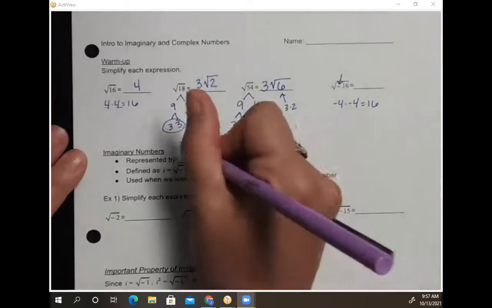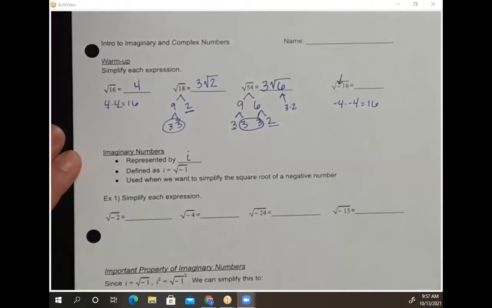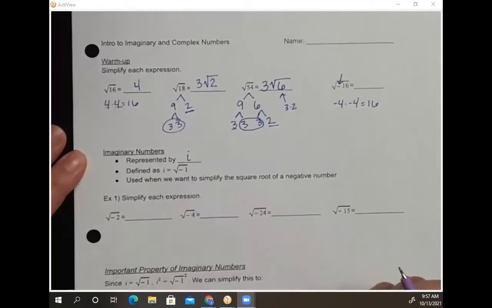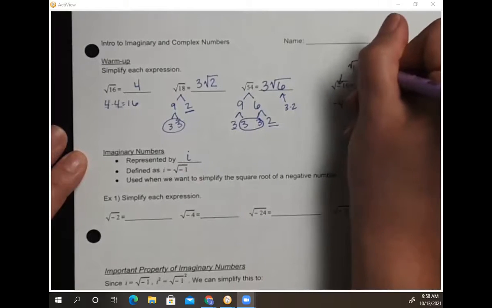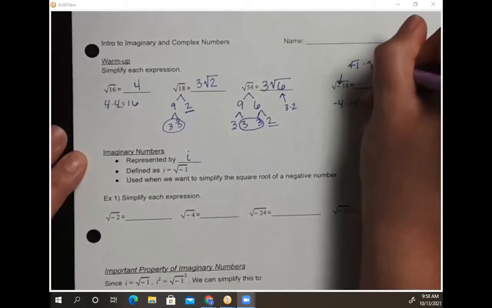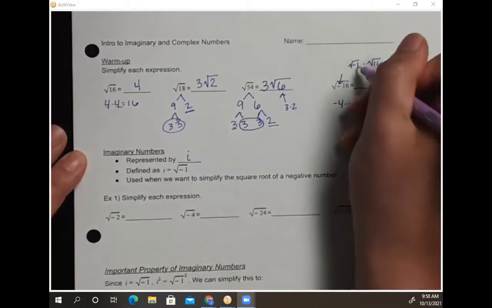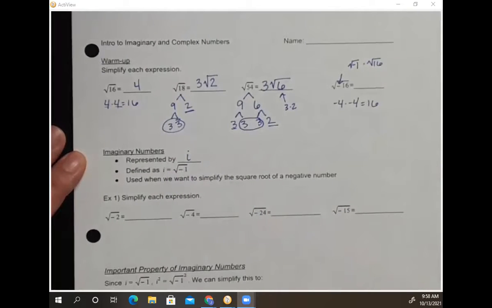So imaginary numbers are represented by a little lowercase i, and we define i as being the square root of negative 1. So for this square root of negative 16 guy, we could actually represent this as the square root of negative 1 times the square root of 16. So we can sort of separate that out so it fits my definition.